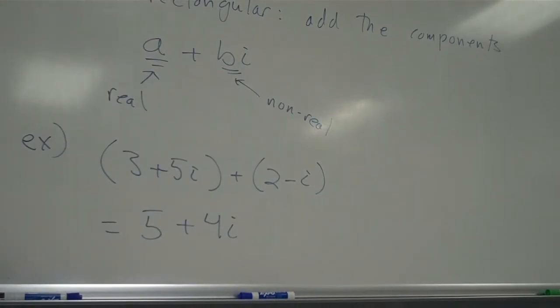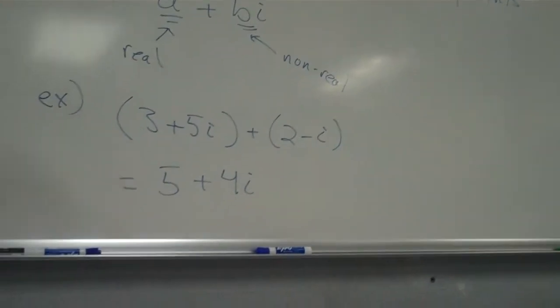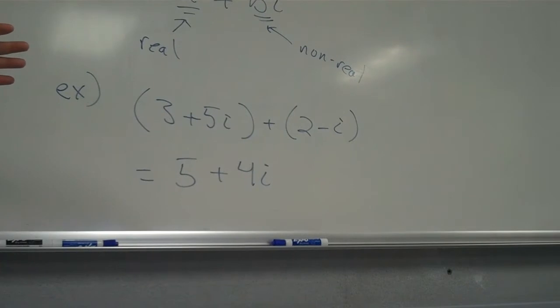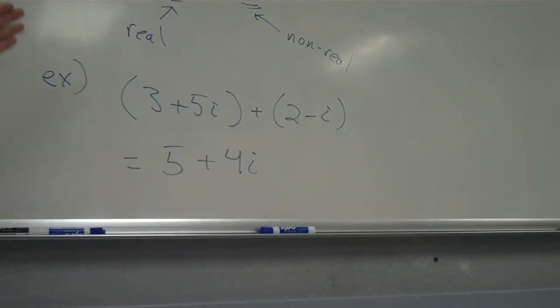Now, listen very carefully. In polar complex form, you don't bother with addition or subtraction. You change it to rectangular and do it this way.